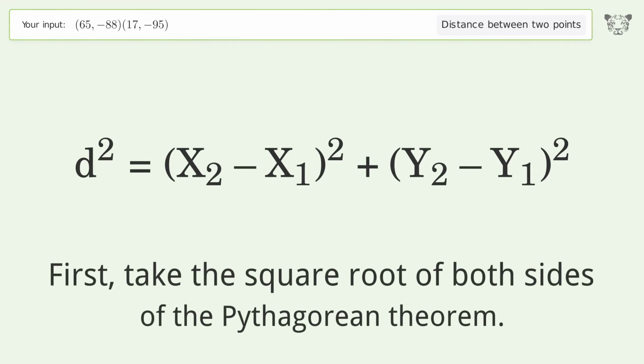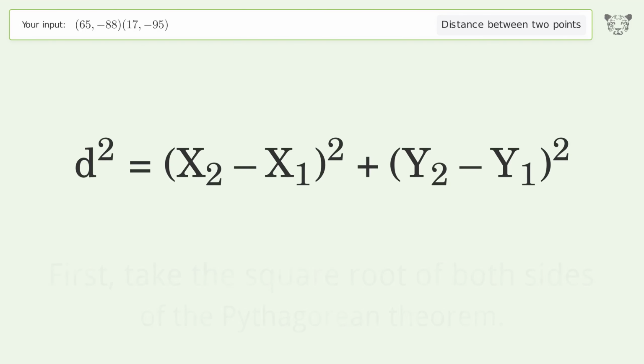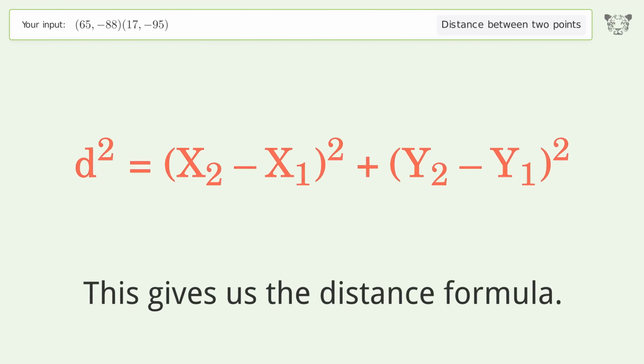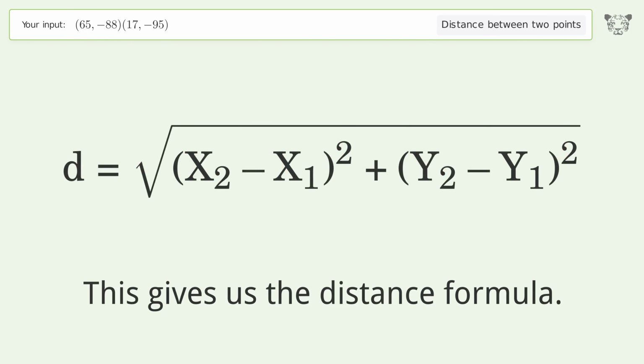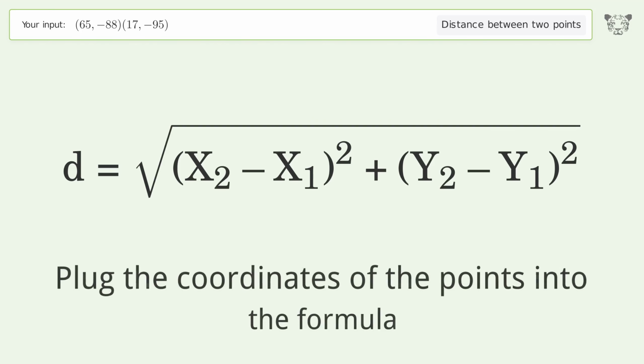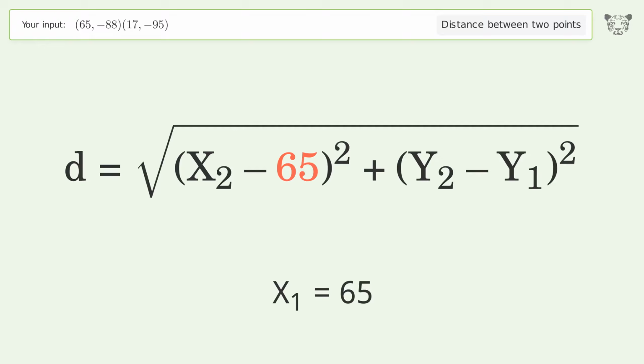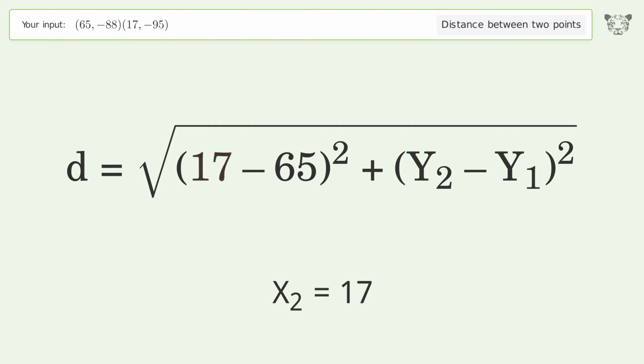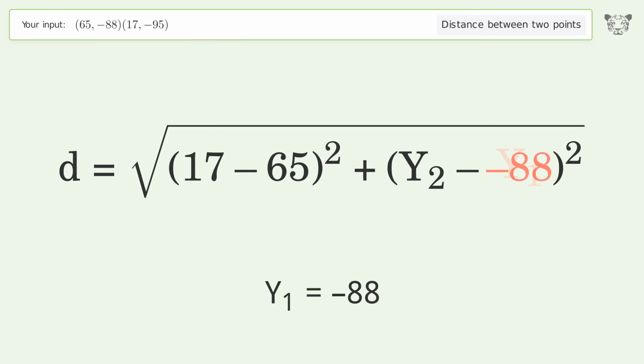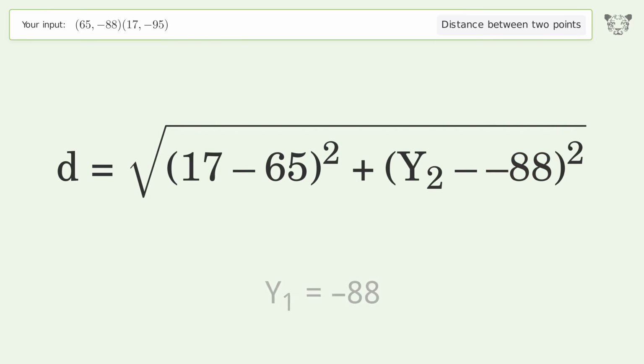First, take the square root of both sides of the Pythagorean theorem. This gives us the distance formula. Plug the coordinates of the points into the formula. x1 equals 65. x2 equals 17. y1 equals -88. y2 equals -95.